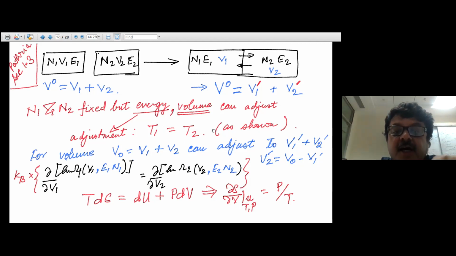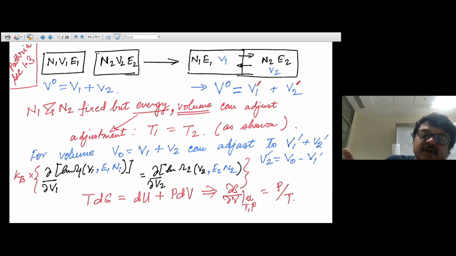So if we allow energy exchange, thermal equilibrium will be achieved when T1 equal to T2. But remember, when there is volume change, there is also some work done. One of the systems is going to do work on the other system, and that's going to get heated up.